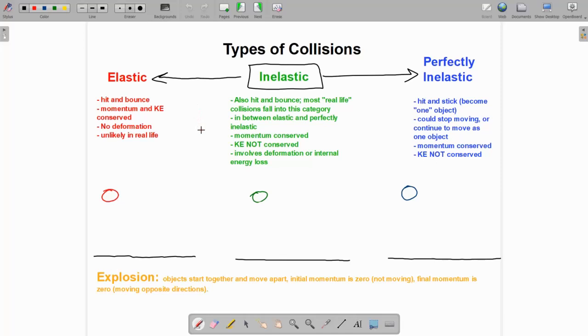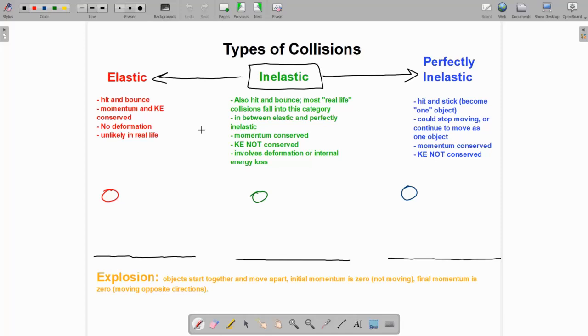So let's start with elastic. Elastic is kind of what it sounds like. It's a hit and bounce. Okay, elastic, bounce. So two objects hit and then they bounce apart from one another. And in this case, momentum and kinetic energy are conserved. So the kinetic energy part is important. Okay, we're going to come back to that.